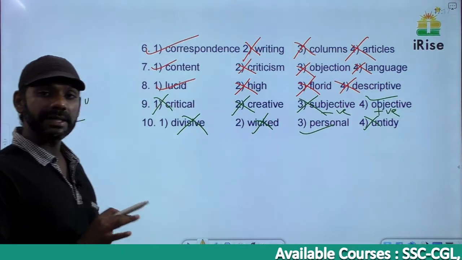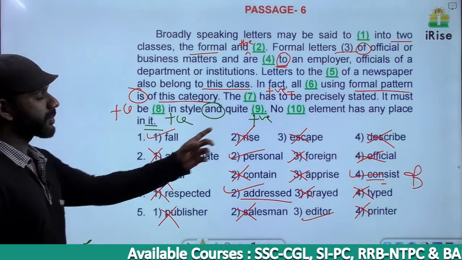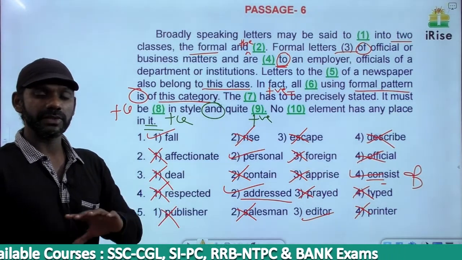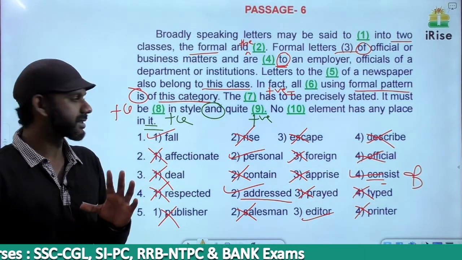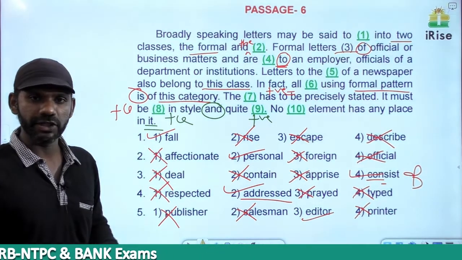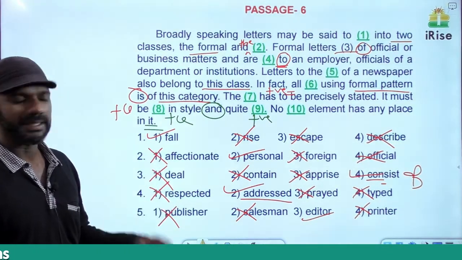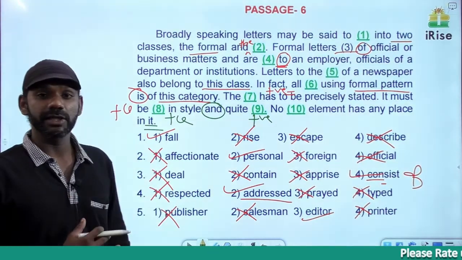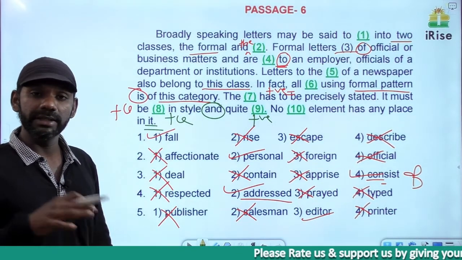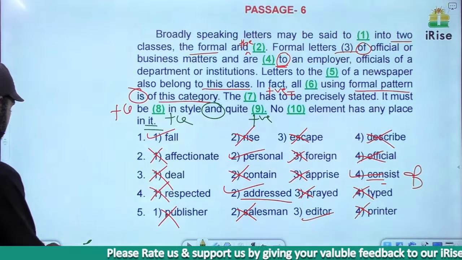No personal element has any place in the content of an official letter. That means we should never be subjective, we must be objective. Objective means we should write only what the truth, fact or evidence is. So no personal element has any place in the content of an official letter, so it must be personal. Getting it? So see whether the paragraph makes sense or not. The whole paragraph must make sense, and every sentence in fact must make sense. Only then the whole paragraph makes sense. Getting it? The next one.